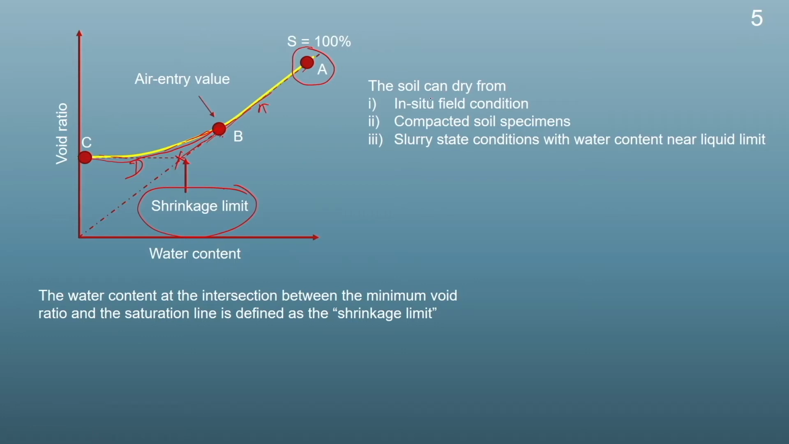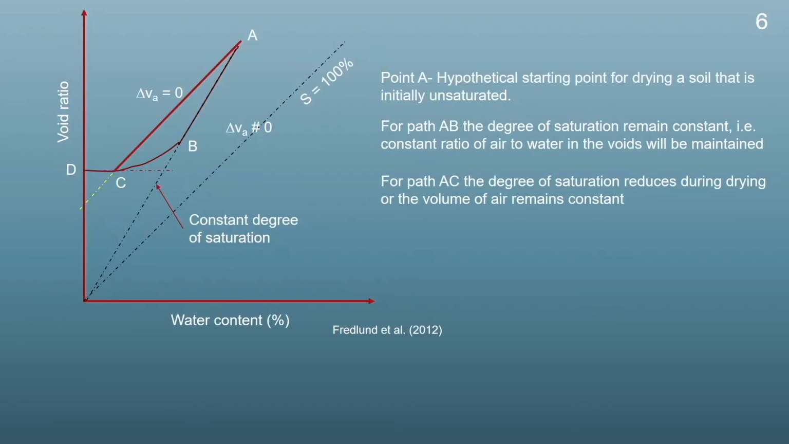And as I told you earlier, the soil can be dried from three different conditions: in situ field condition, or compacted condition, or from a slurry state with a water content near the liquid limit. And the water content at the intersection between the minimum void ratio and the saturation line is defined as the shrinkage limit. So this point C is the minimum void ratio. If we extend a line from point C to intersect the line AB at D, we will obtain the shrinkage limit. This is for an unsaturated soil sample.